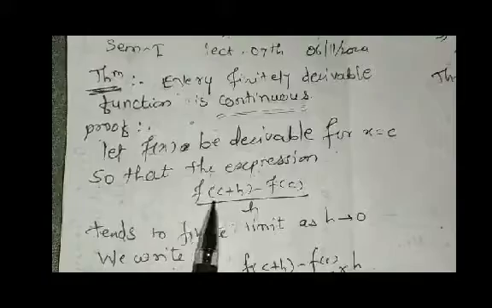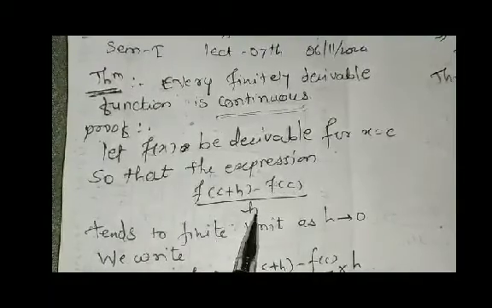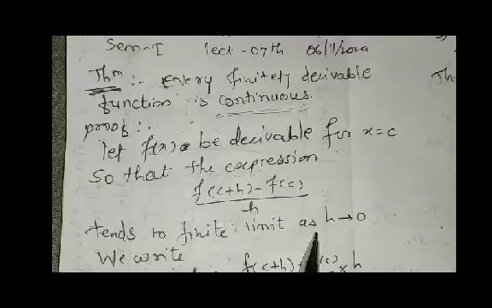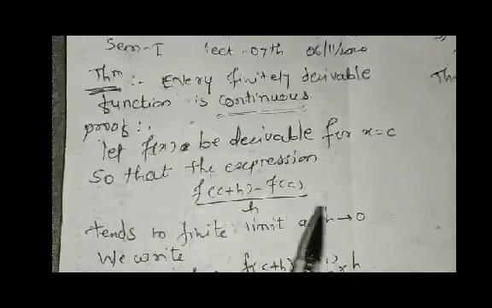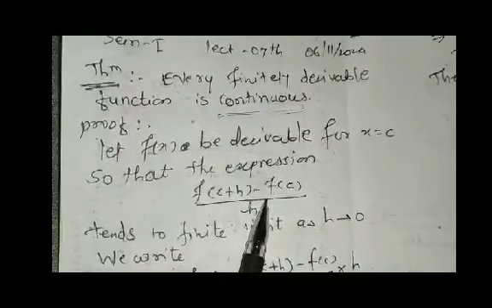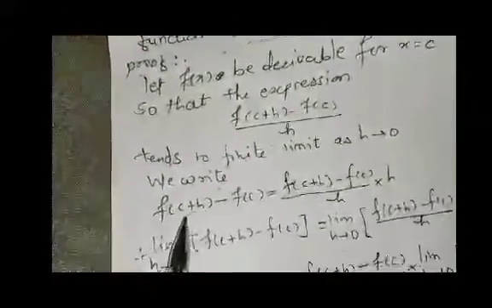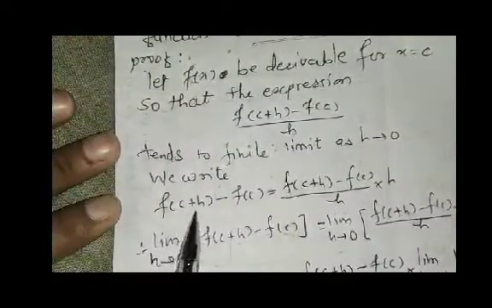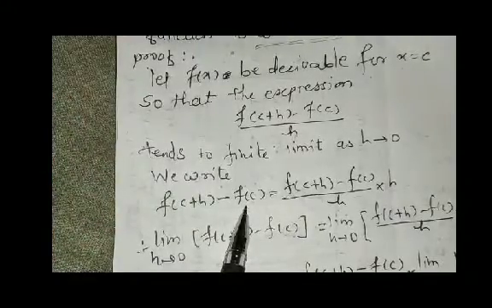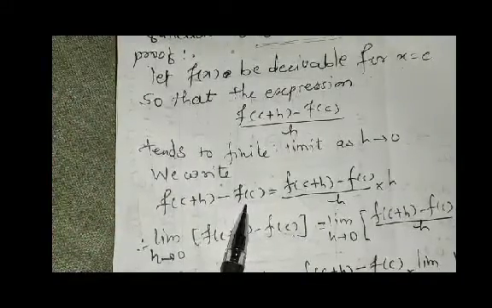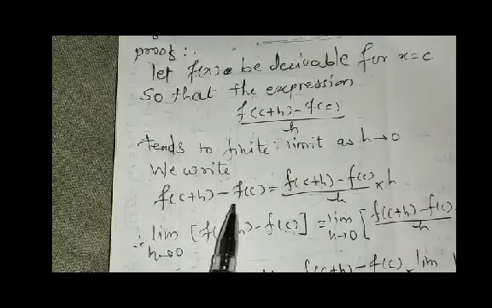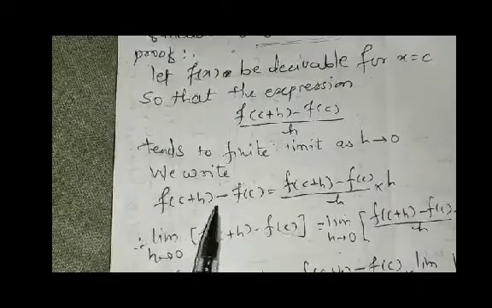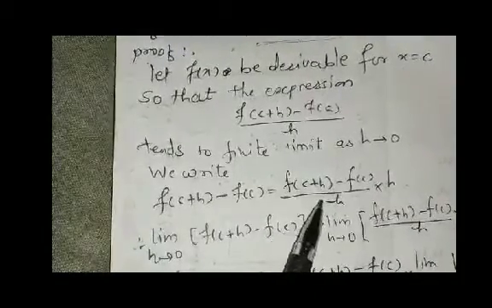What is that? f of c plus h minus f of c divided by h tends to a finite limit as h tends to 0. So this limit exists as h tends to 0, and that is nothing but f dash of c. Now f of c plus h minus f of c is a difference of values in the codomain, and we can write this term as follows.